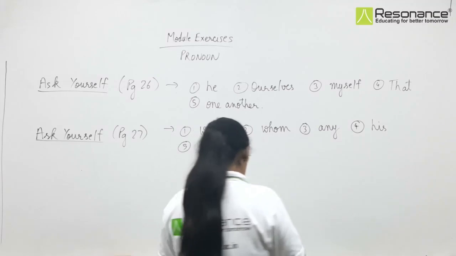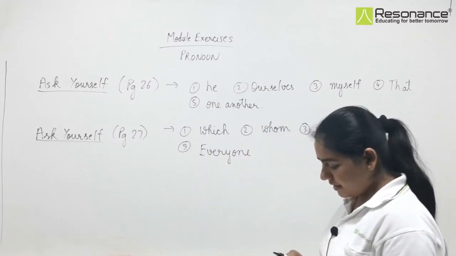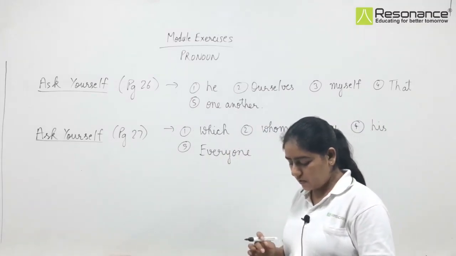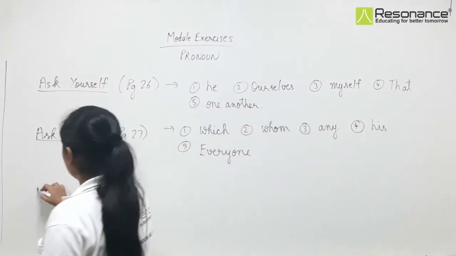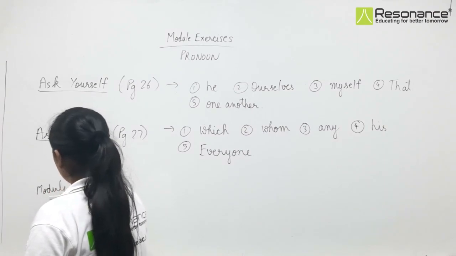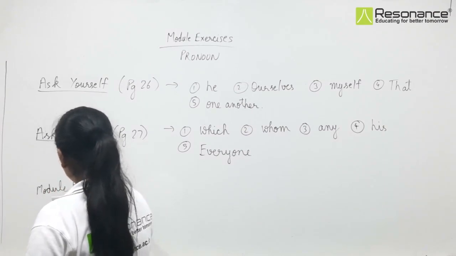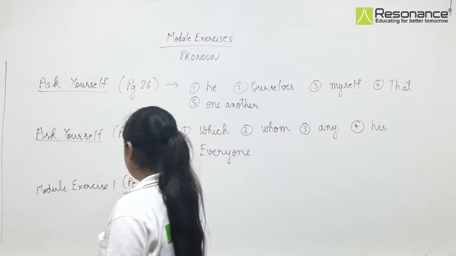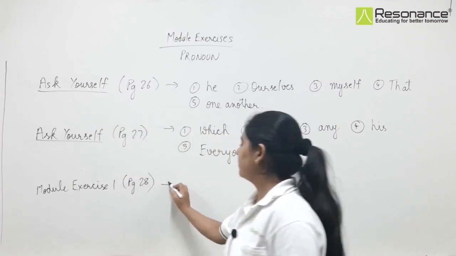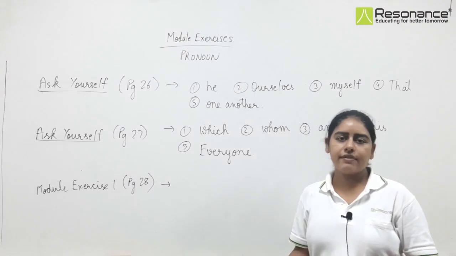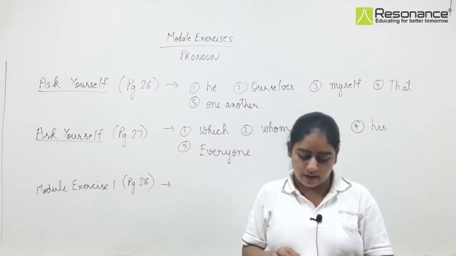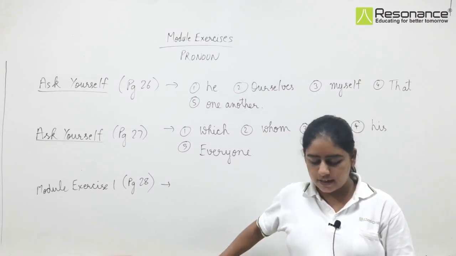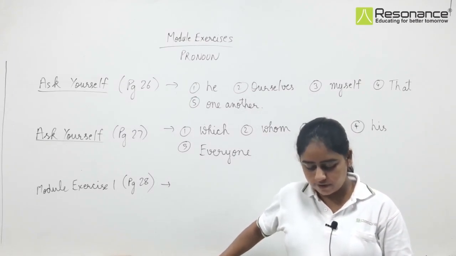Then we have the module exercises, and exercise number 1 of your module given on page number 28. Here answers are already given in your module, so we are just going to discuss those questions. In question 1, you have to choose the correct alternative. So 4 options are given from first to question number 8. You have to choose the right option.